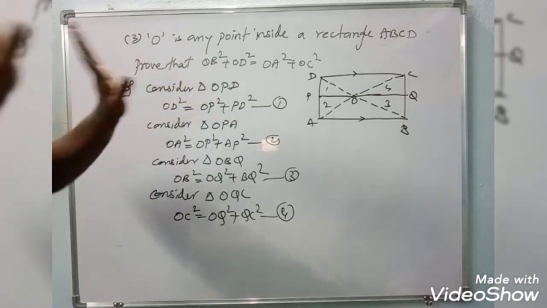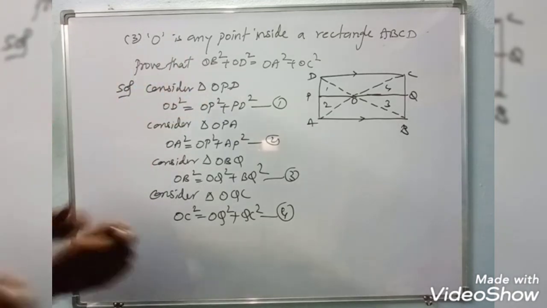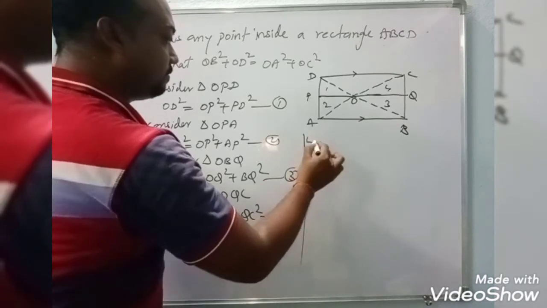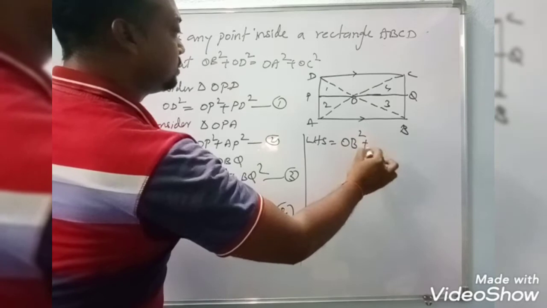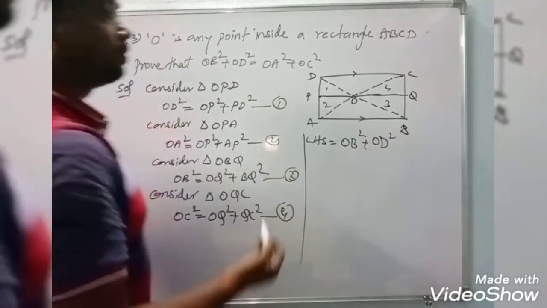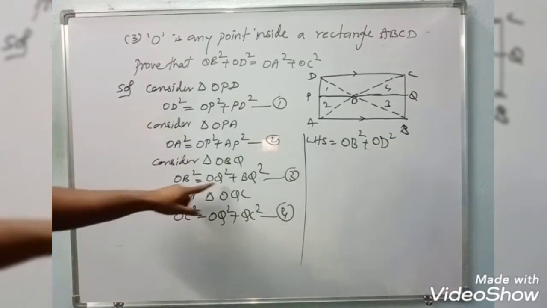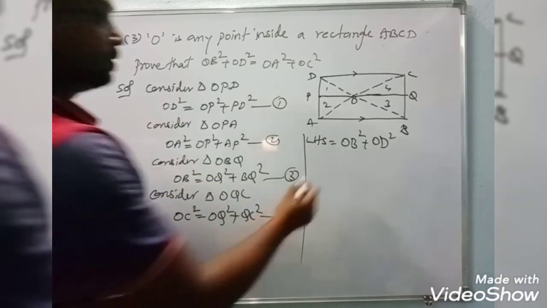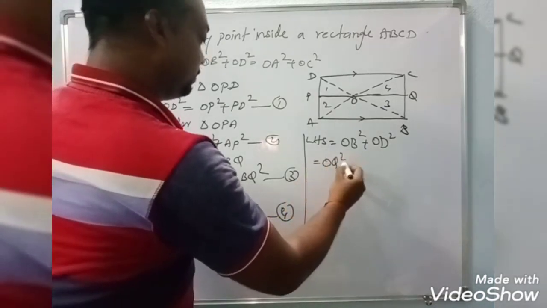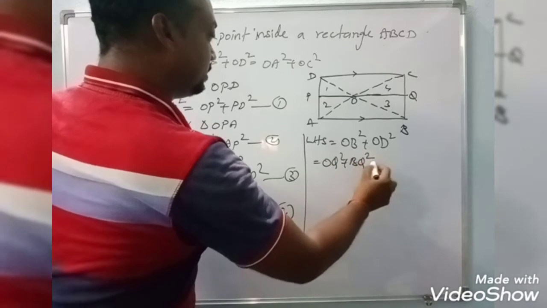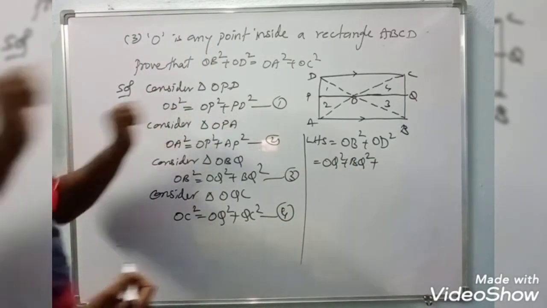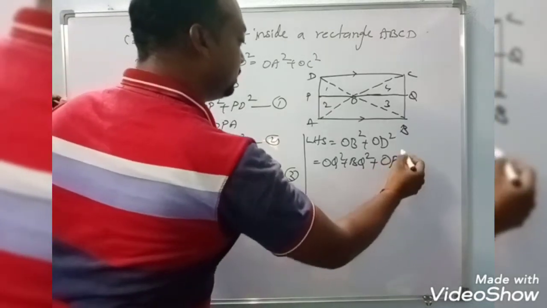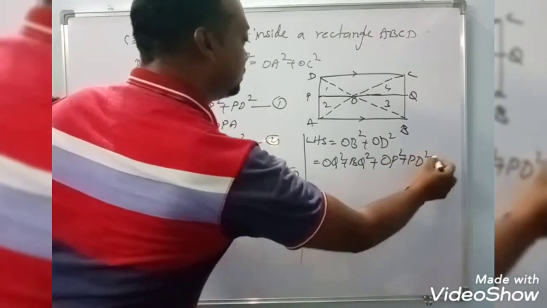Now I am taking the LHS value. Now if I consider LHS here, that is the left side value, the left side value is given as OB square plus OD square. Now what is the OB value here? So OB square is given as OQ square plus BQ square. Next, the OD value is nothing but what? OP square plus PD square.